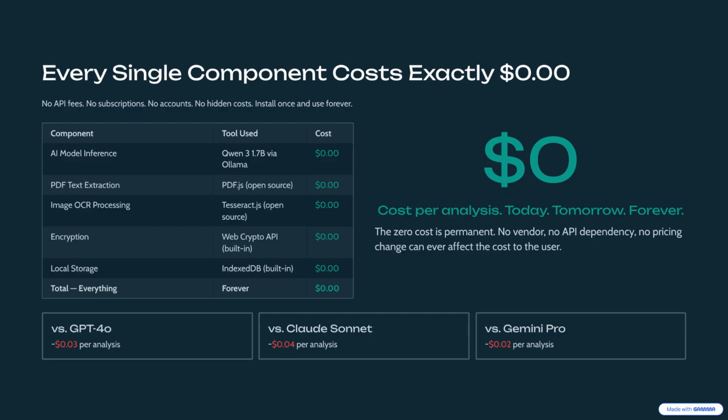AI inference, $0. PDF processing, $0. OCR, $0. Encryption, $0. Total cost per analysis, $0. Today, tomorrow, in 5 years. Compare that to GPT-4o at 3 cents per analysis, Claude Sonnet at 4 cents, Gemini Pro at 2 cents. Our cost advantage is not a discount. It is permanent. There is no vendor dependency that can ever change it.